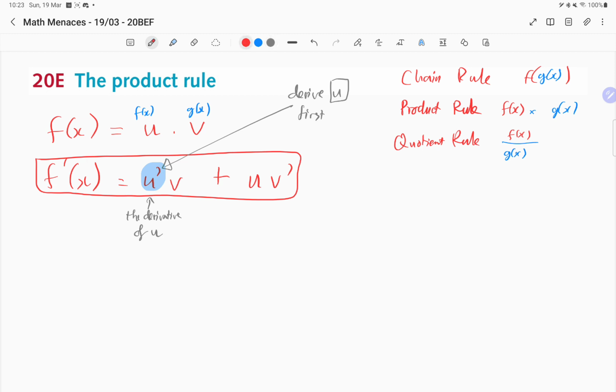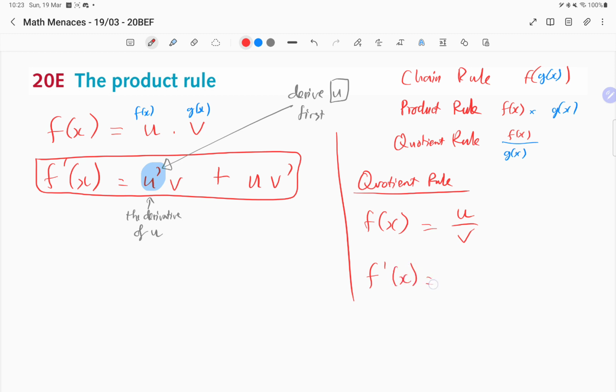Actually, maybe I'll just tell you the quotient rule now and then we'll test it out later. So this is the product rule, right? And then the quotient rule is when you have f of x equals to u over v. So remember, you read left to right, top to bottom. So u times v, u over v. Okay, so u is always the one that you see first, that you read first, right? So if this is u over v, f dash of x, the derivative, the rule is you always derive u first. Okay, you always derive u first.